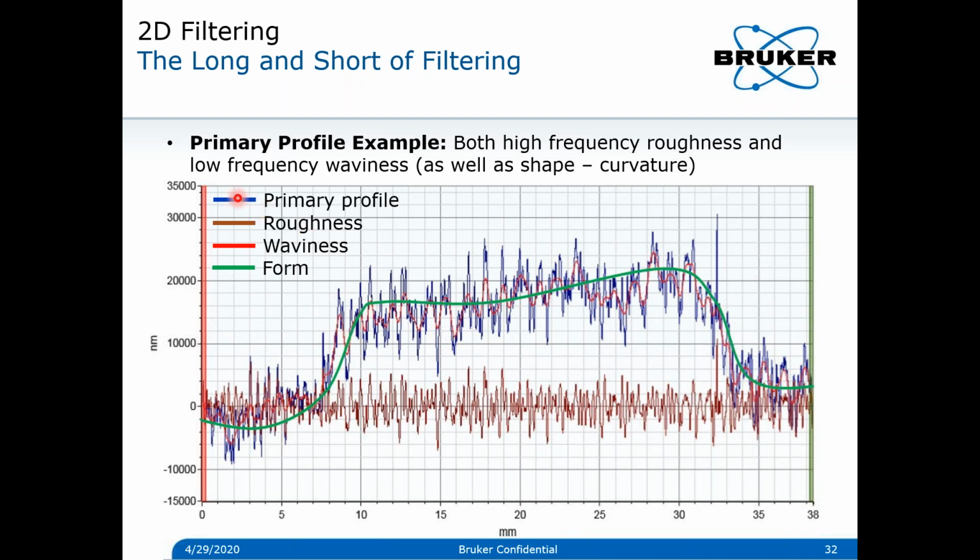As you can see, there is a primary profile which we started with. Then there is a very fast-moving one, which is the roughness profile, a high-frequency one. And then there is a waviness one, which moves relatively slowly over the primary profile, and then there is a slowly varying form from this.